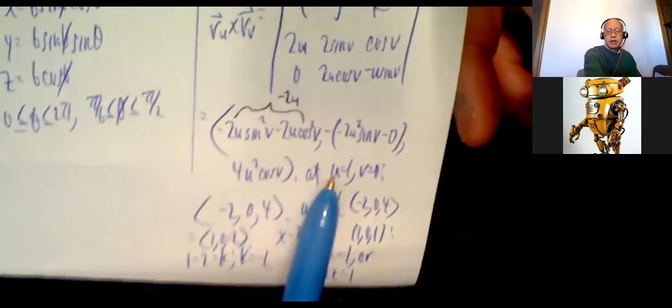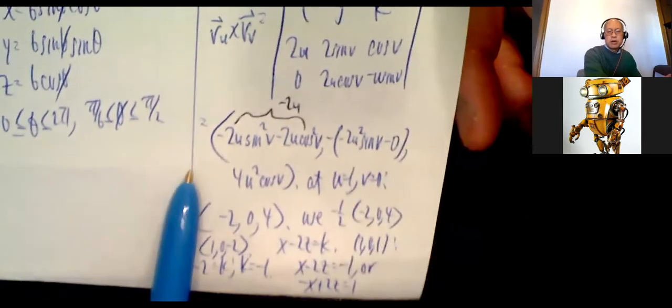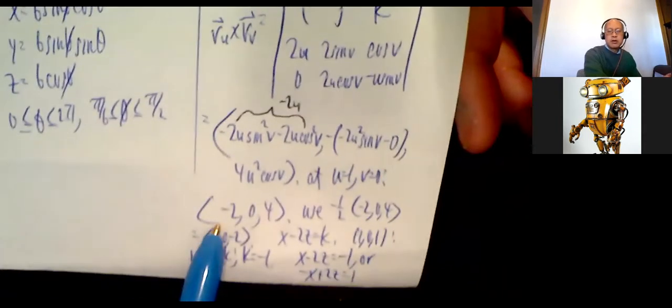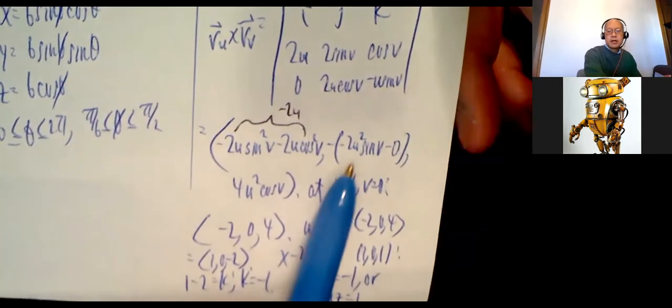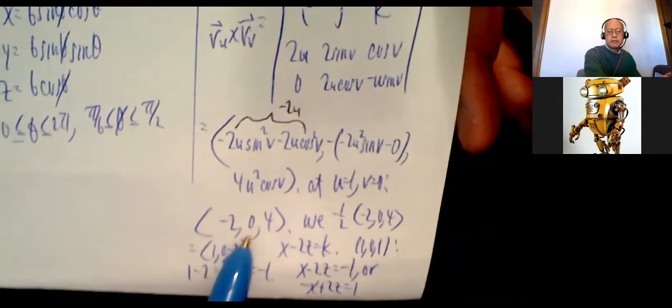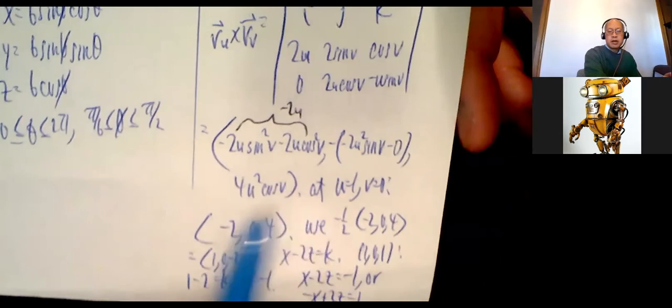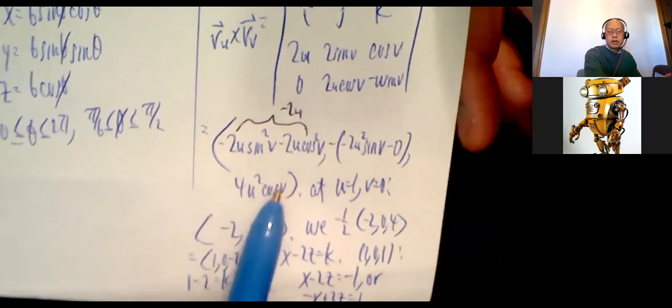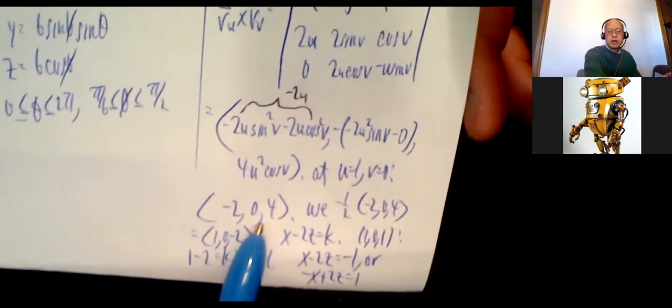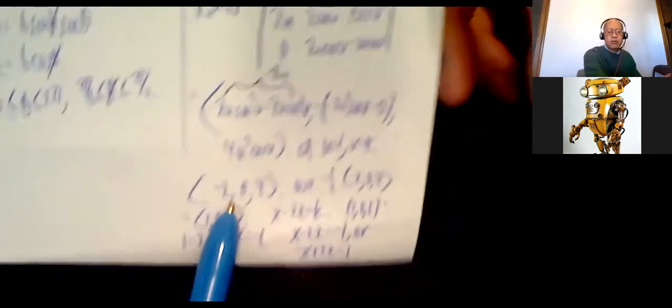Okay, now I plug in u equals 1, v equals 0. So plug in 1, that's a negative 2. Plug in here, sine of 0 is 0. And plug in u is 1, that's 1, cosine of 0 is 1, so negative 2, 0, 4 is a normal vector.